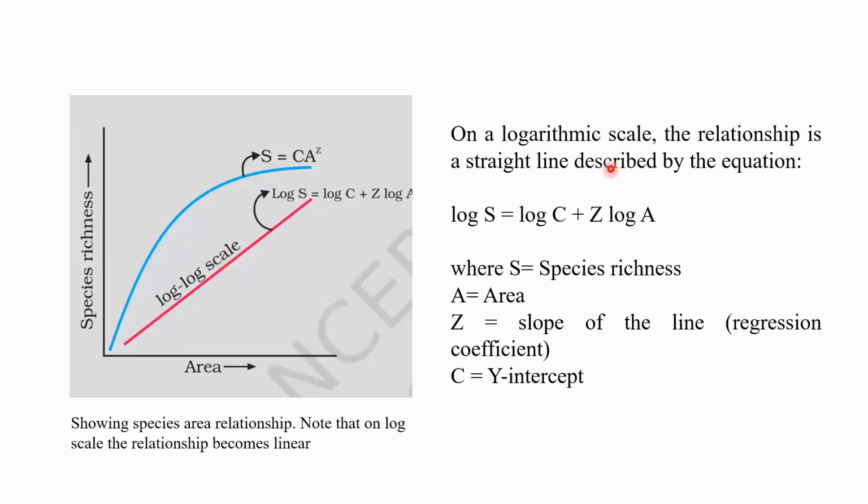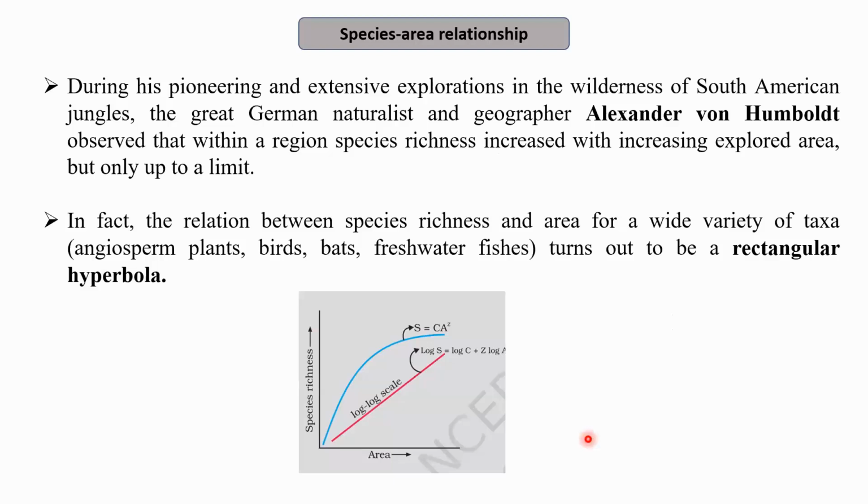S is here the species richness in an area, A is the area, Z is the slope of the line, the regression coefficient, and C is the intercept. So this is the species area relationship, which was given by Alexander von Humboldt. I'm again repeating it in short: according to the species area relationship described by Alexander von Humboldt, the species richness in a particular area increases with the increase in the area explored, but only up to a limit.